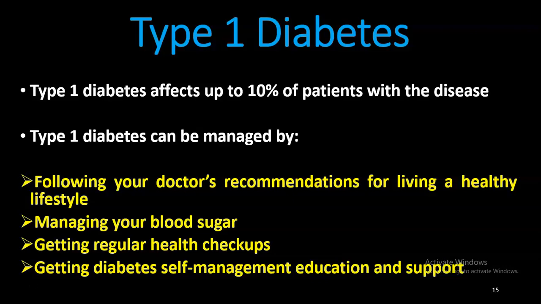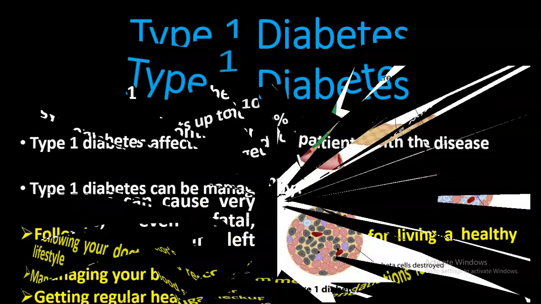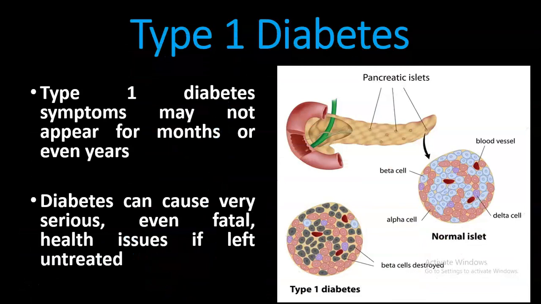The onset of symptoms may take only a few weeks or months. The first signs usually appear in childhood, adolescence, or early adulthood. Type 1 diabetes symptoms may not appear for months or even years. But once they start, symptoms might become very bad. There are several symptoms of type 1 diabetes that resemble those of other medical diseases. Visit your doctor to have your blood sugar checked if you suspect you may have type 1 diabetes. Diabetes can cause very serious, even fatal health issues if left untreated.